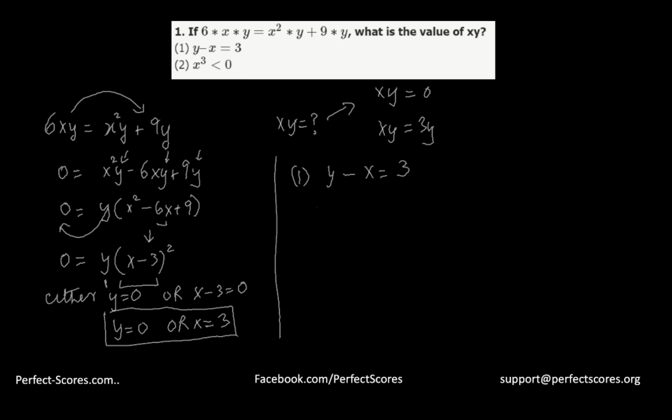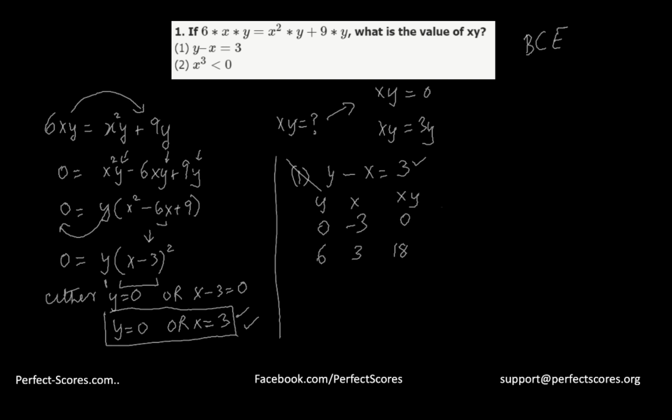You can take y to be 0. If y is 0, then x is going to be negative 3, right? In that case, xy is going to be 0, so that satisfies our statement. Or you can take x to be 3, which satisfies this. If x is 3, then y has to be 6, because 6 minus 3 has to be equal to 3. So xy will be equal to 18. In that case, it satisfies the statement, and I have two different values for xy, which means this statement is insufficient, right? If this statement is insufficient, the answer is either option B, option C, or option E.